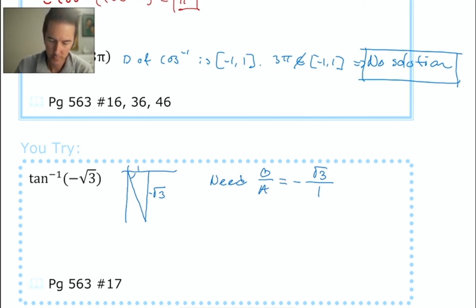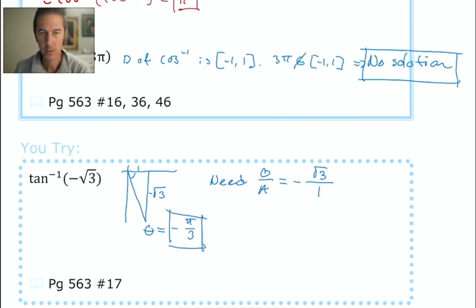Therefore, my theta value is equal to pi over 3, but it's been rotated down from the positive x-axis, so it's an angle measure of negative pi over 3. And that's your final answer.